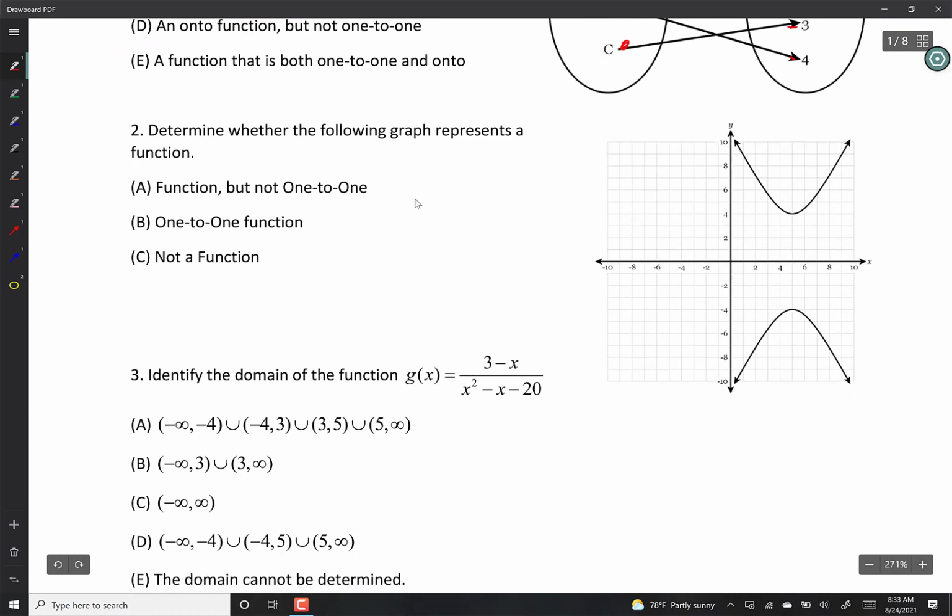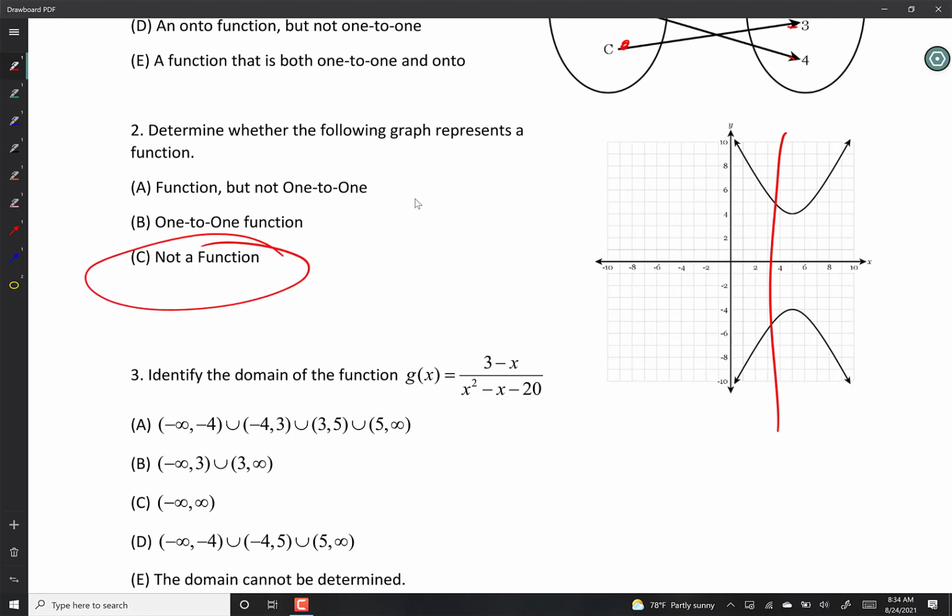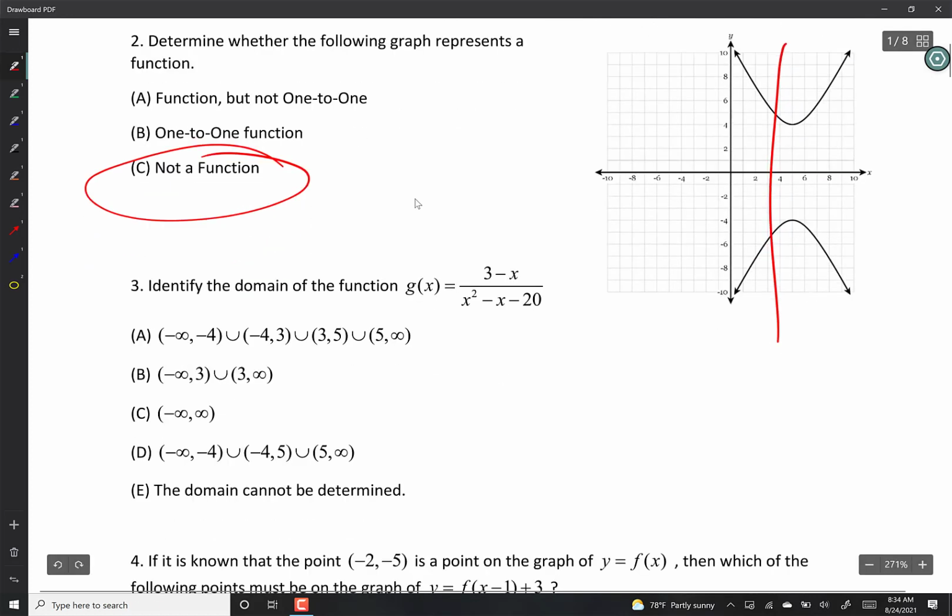And then number 2, I guess the first 2 are very simple. Is it a function? Not a function. If I ask for a reason, you would say it does not pass the vertical line test. You could also say x is repeated.